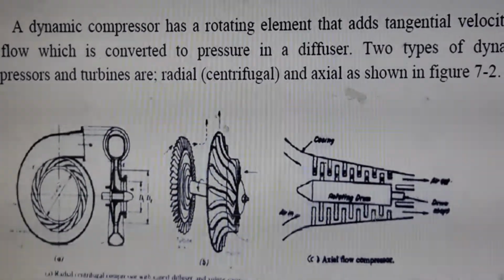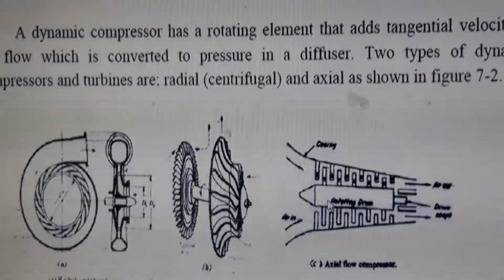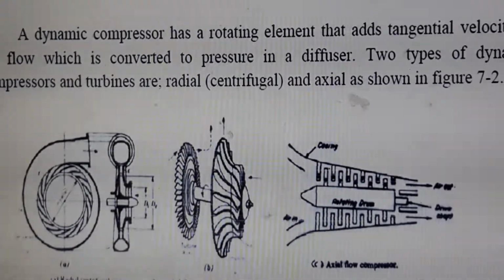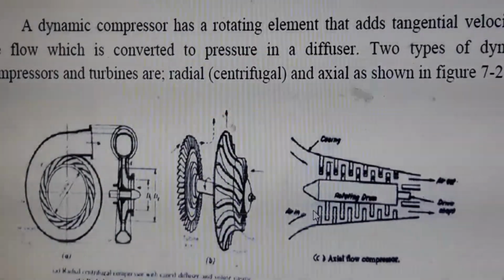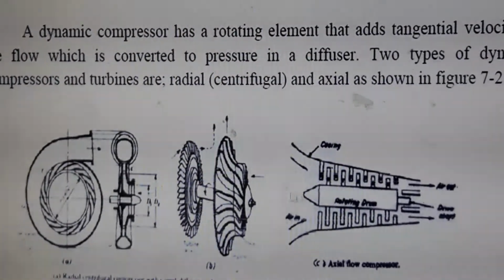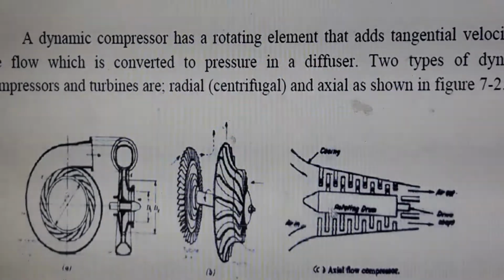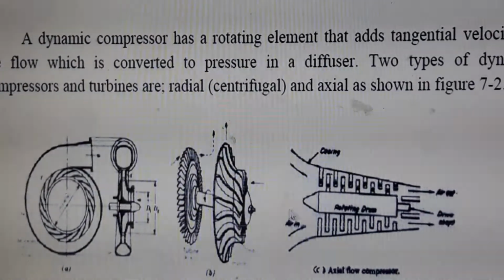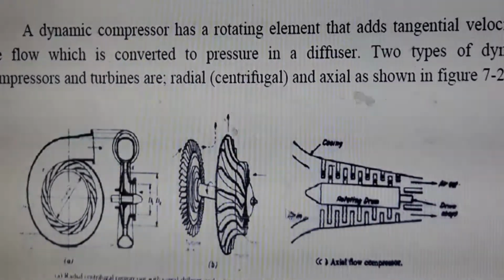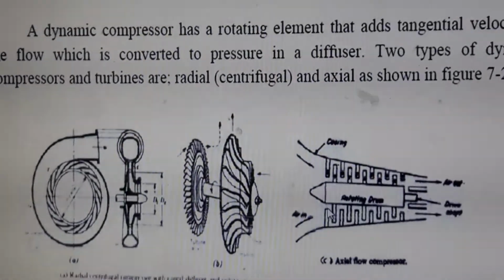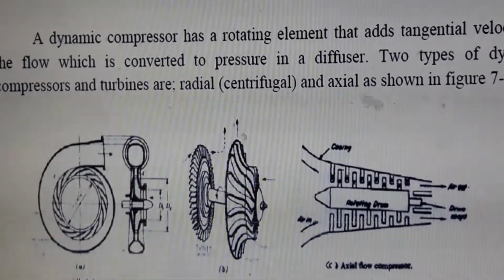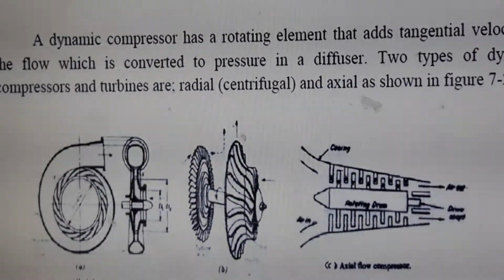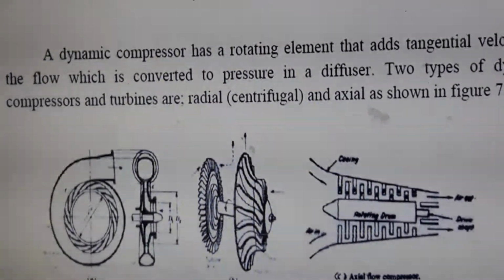Now this is the sketch of the axial flow compressor. What is the difference between the axial flow compressor and the centrifugal compressor? Only in the axial flow compressor, the inlet and outlet of air are along the same axis. That's why it is referred to as an axial flow compressor. The working principle of the axial flow compressor is similar to the working principle of the centrifugal compressor.